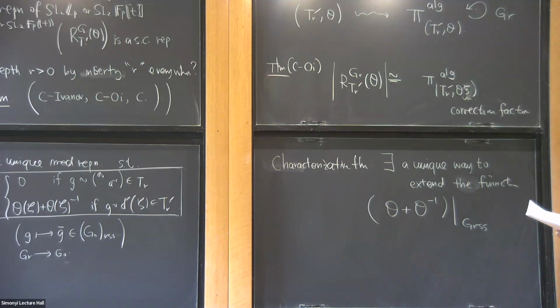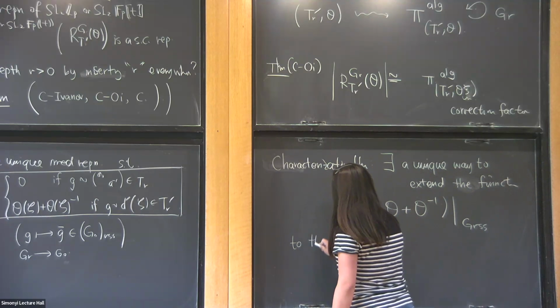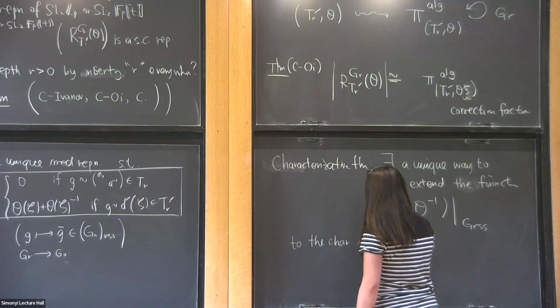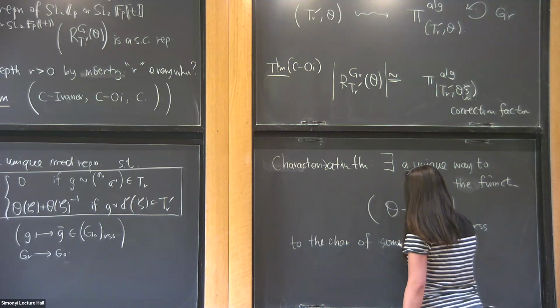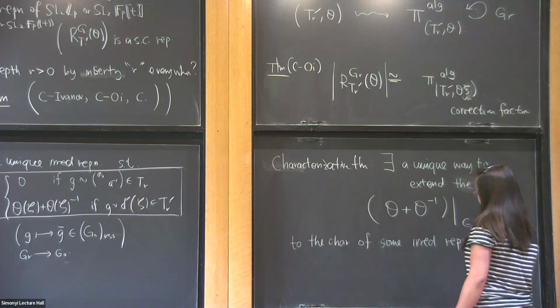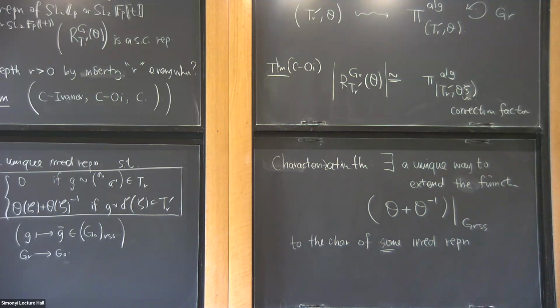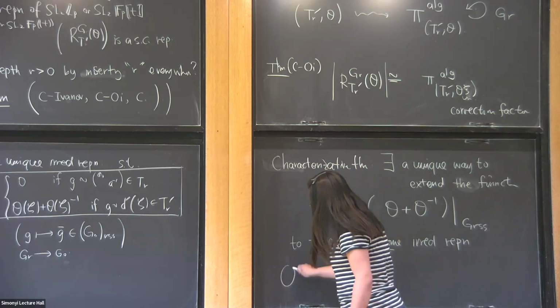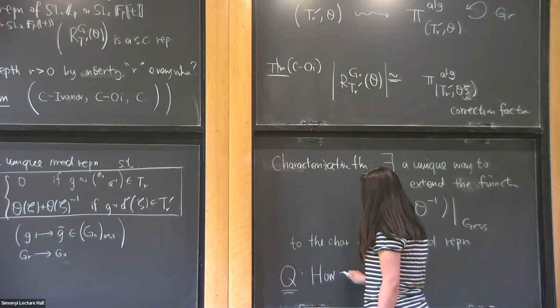There exists a unique way to extend this function to the character of some irreducible representation. Okay, so that's another way to say the characterization theorem. Then there's a really natural question now: how to extend?